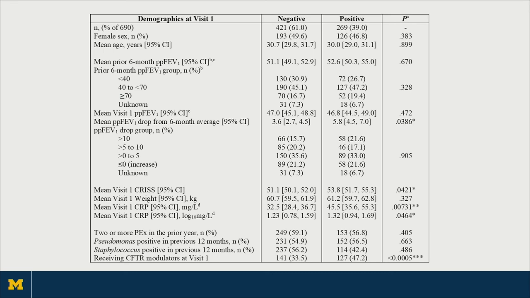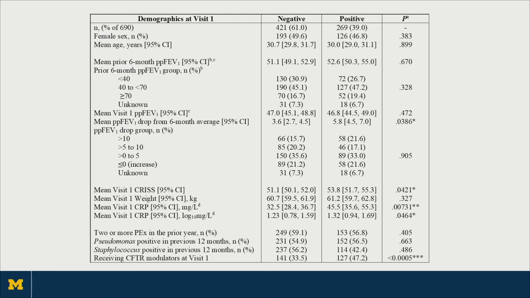So amongst our cohort of 690 individuals, just about 40% were positive. And as mentioned earlier, this is in line with smaller cohort studies previously published, but does expand on these findings. But one of the interesting questions one could ask is, at visit one, so at the time of pulmonary exacerbation, are there certain demographic or clinical features that may help elucidate who is viral positive versus who isn't?